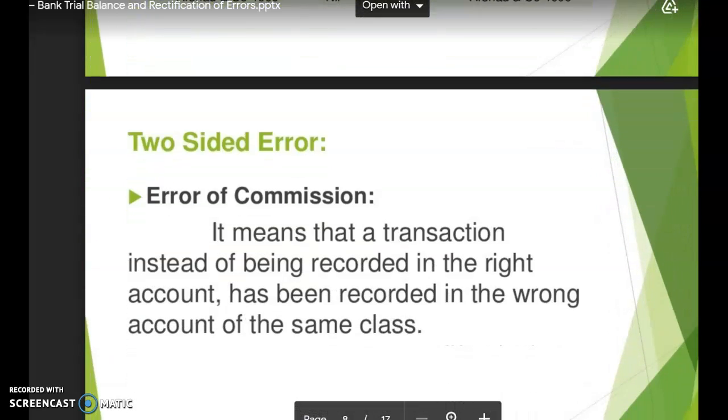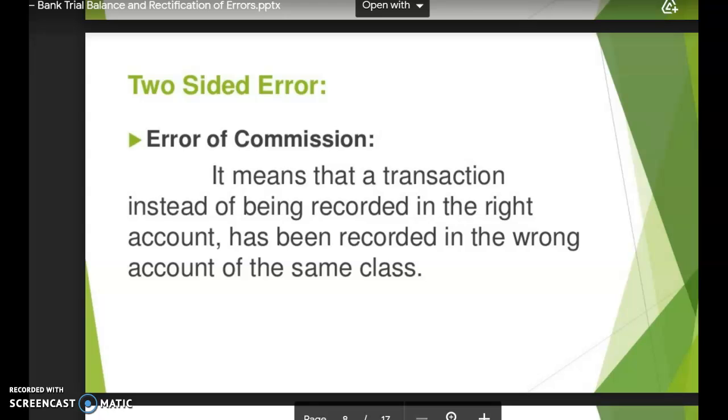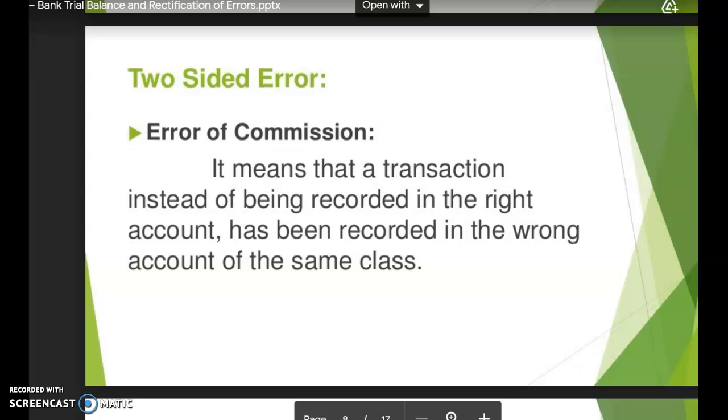Let's discuss the other type of error, that is two-sided error. Again here, error of commission. Just as I had told you, those errors which have been committed in the books of account have a certain meaning and example. It means that a transaction, instead of being recorded in the right account, has been recorded in the wrong account of the same class. See students, sometimes the carry forward of balances, brought forward of balances, overcasting of an account, undercasting of an account, wrong side of an account, such types of errors are called errors of commission.